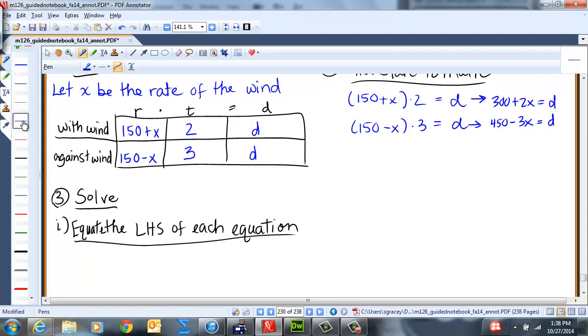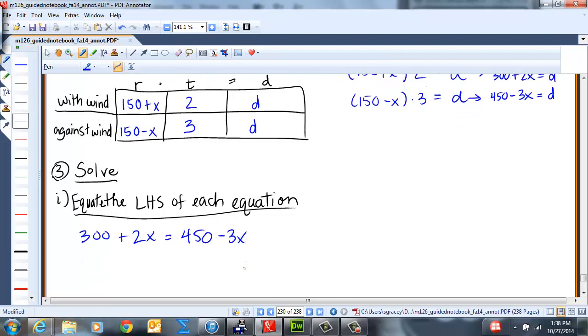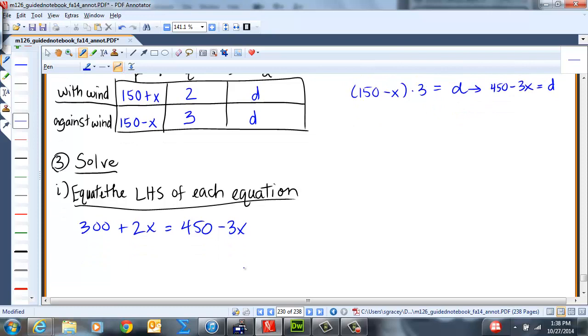So we had 300 plus 2x will be equal to 450 minus 3x. So I'm going to add 3x to both sides to get 5x. And I'm going to subtract 300 from both sides to get 150 on the right. Dividing by 5, we'll have x is equal to 30.